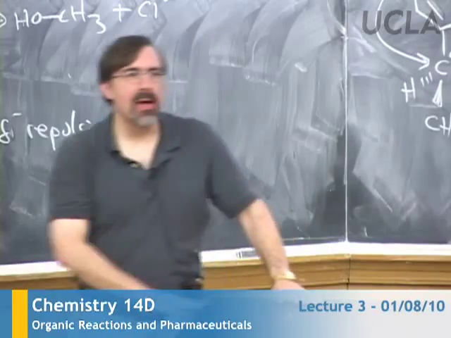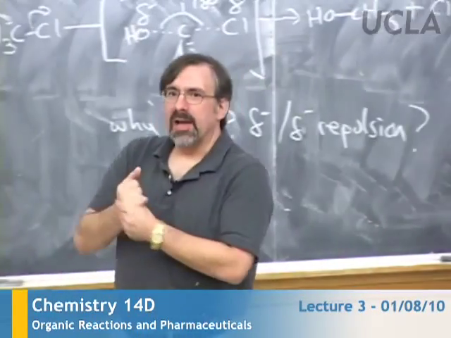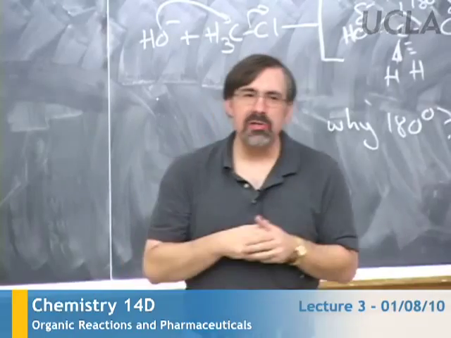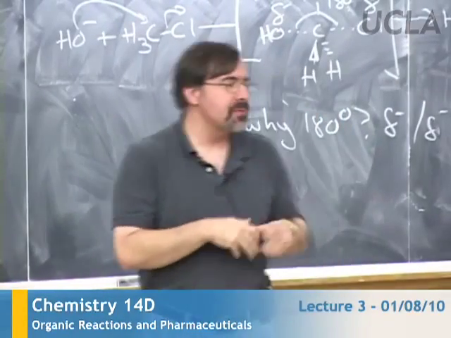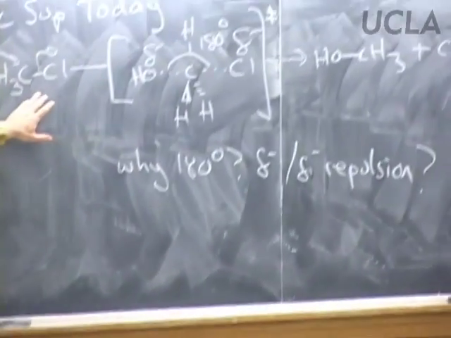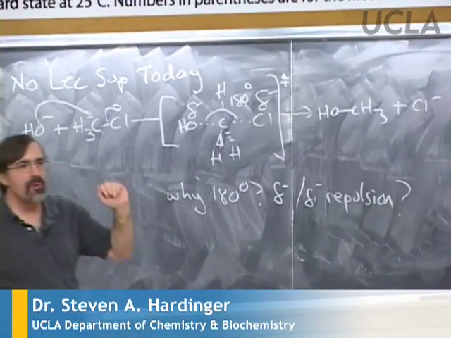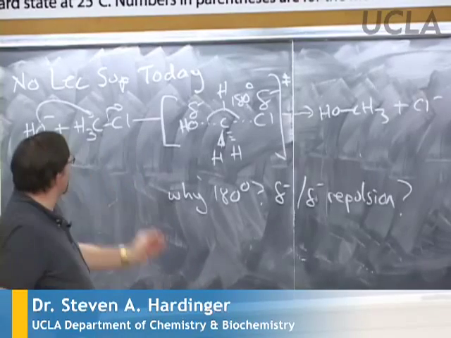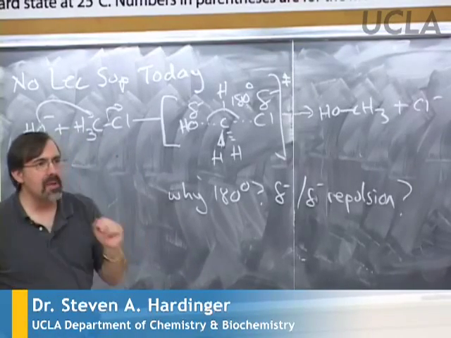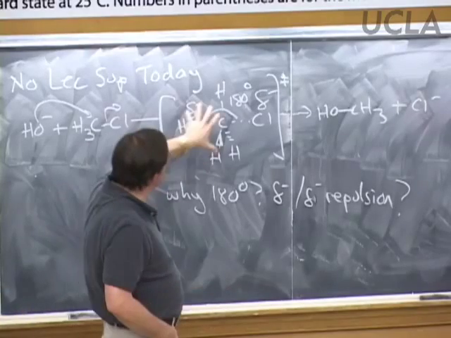All right, let's talk about chemistry then. Last time when we were talking about ionic substitution reactions, I introduced the idea of an SN2 reaction, which is a substitution reaction at an sp3 carbon in which the carbon nucleophile bond forming event occurs at the same time as the carbon leaving group bond breaking event occurs. So we have a transition state.